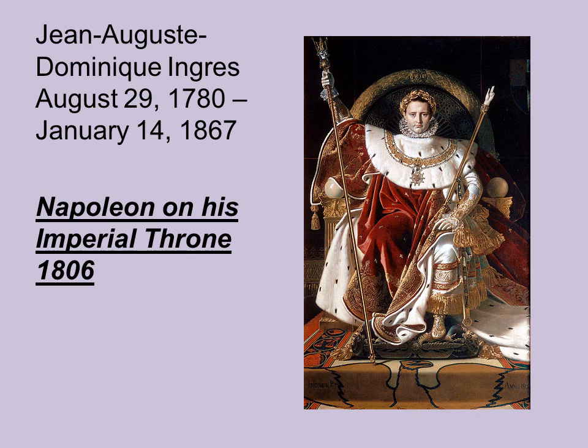The carpet under the throne displays an imperial eagle. On the left side of the painting, Napoleon's right, you can see the signature of the painter, and over here the date. This is Napoleon on his imperial throne.